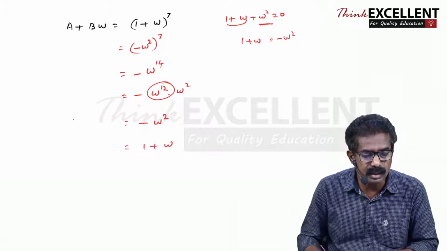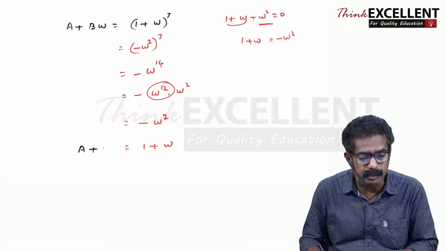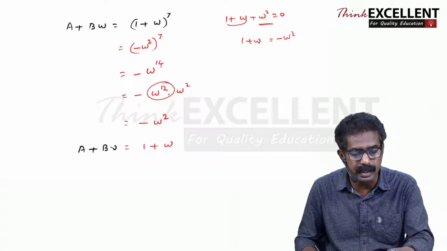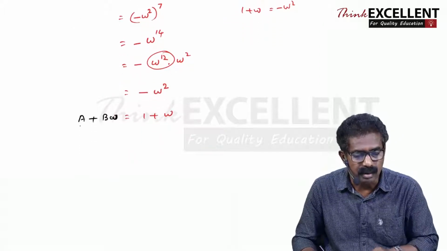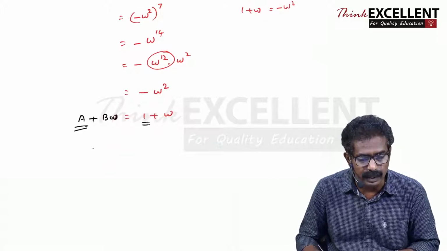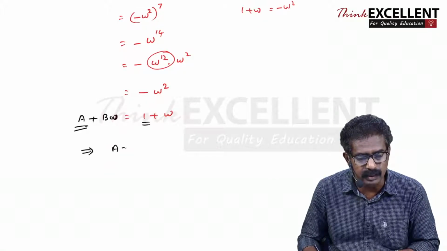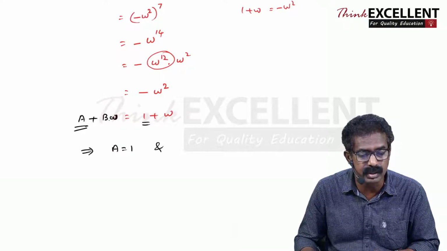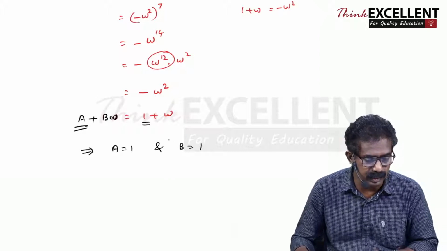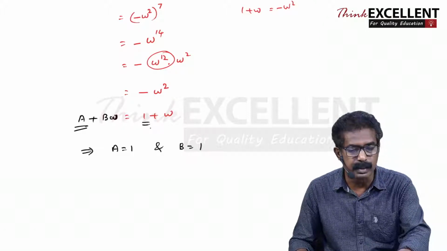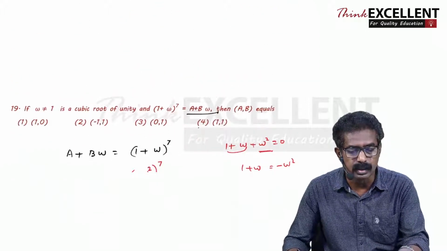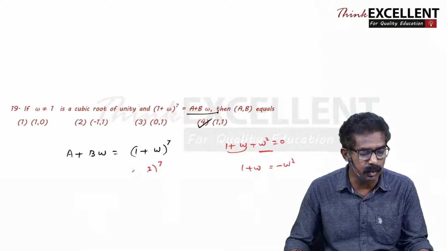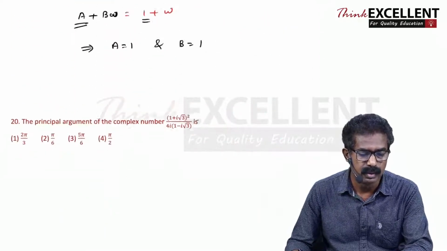So we started with a plus b omega. Now you compare both the sides. Instead of a, what do you have? 1. So from here you can compare a equal to 1. And you take the coefficient of omega. Here the coefficient of omega is b, and here the coefficient of omega is 1. So you are getting a value 1 and b value also 1. So a comma b is 1 comma 1, option number 4.